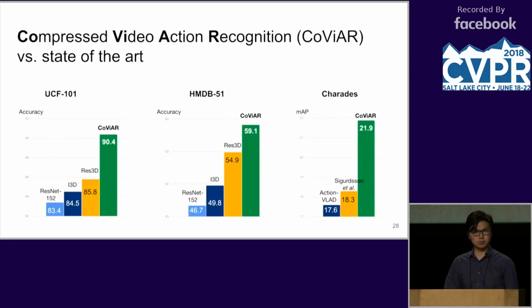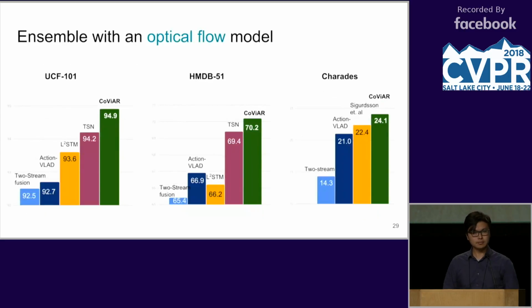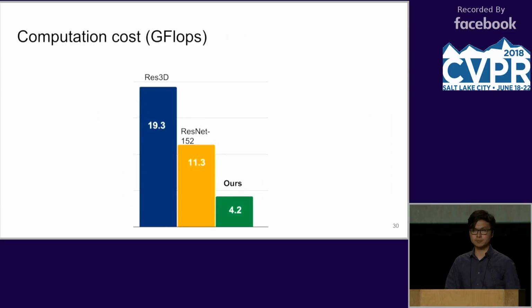If we compare it with other state-of-the-art methods, we see that our model achieved the best performance. If these models are combined with optical flow, all methods improve, but our methods still achieve the best performance. In terms of speed, our model is quite efficient.